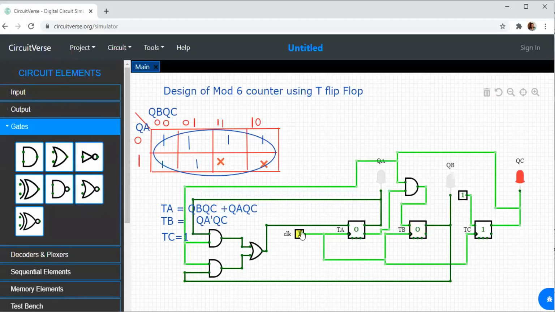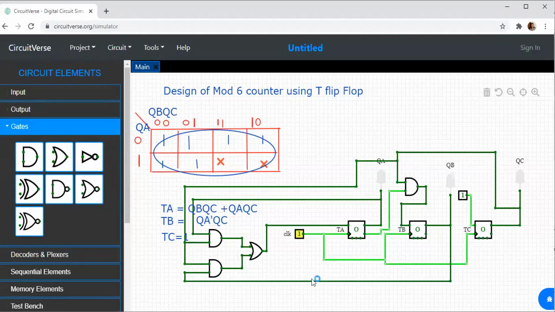So I've made the clock 1. This has gone to 0, 0, 1. Next, when I make the clock 1, it is 0, 1, 0. Next, 0, 1, 1. 1, 0, 0. 1, 0, 1. What should be the next state? It should be 0. So perfectly it is 0. Now this is all about designing mod 6 counter using T flip-flop.